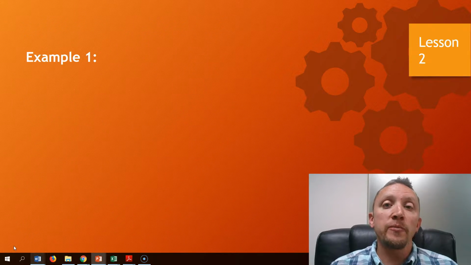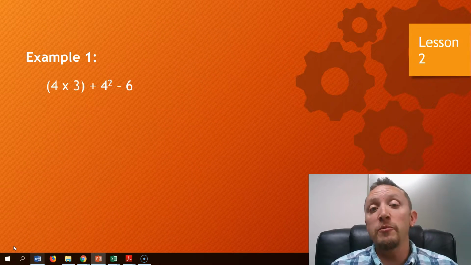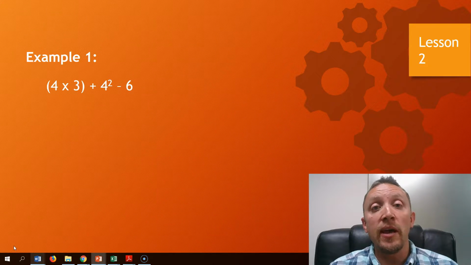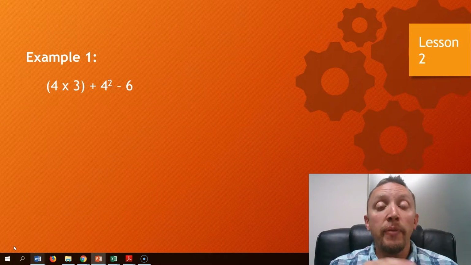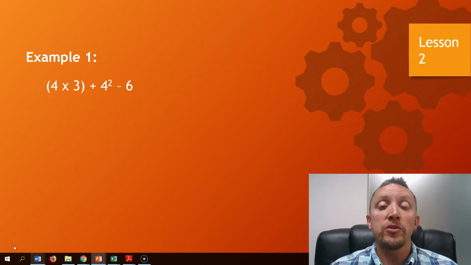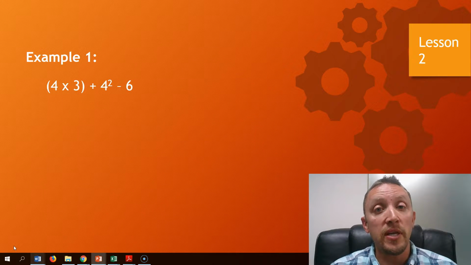So in this first example, we have the quantity 4 times 3, plus 4 squared, minus 6. Now remember in the previous video I talked about pausing the video and making sure you write things down. So if you didn't already, go back and pause the video from that previous slide and write down those different steps for the order of operations. And go ahead and pause the video now and make sure that you have this example written down. So as I'm talking about it, you can be doing the same thing.